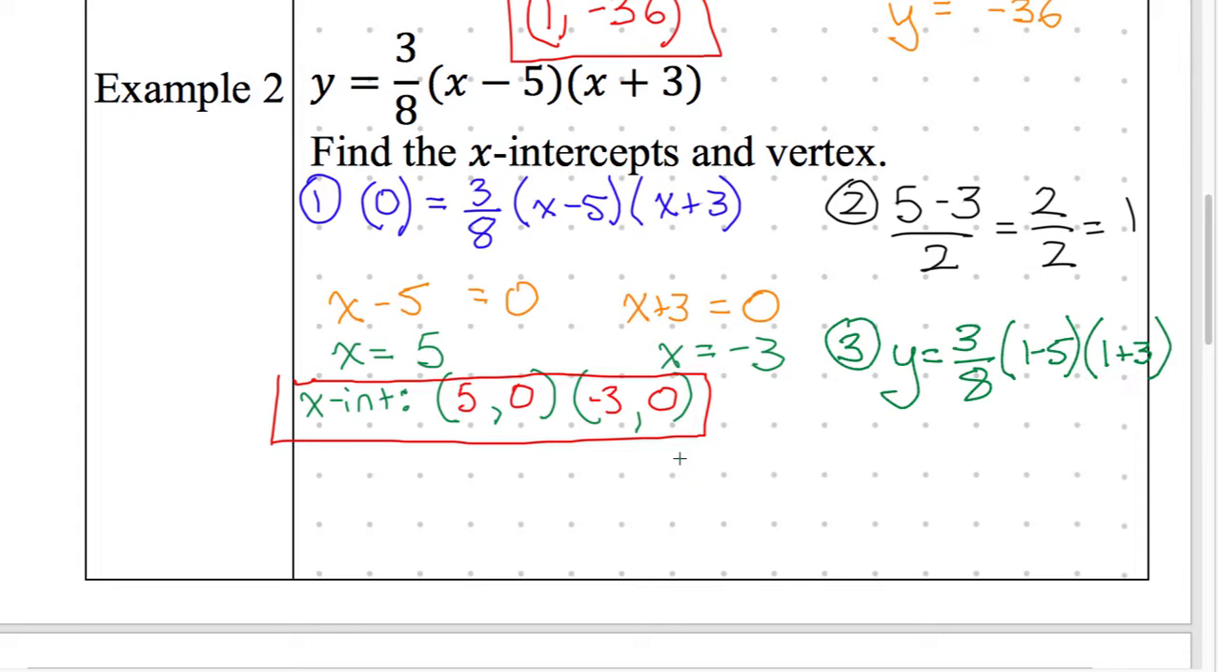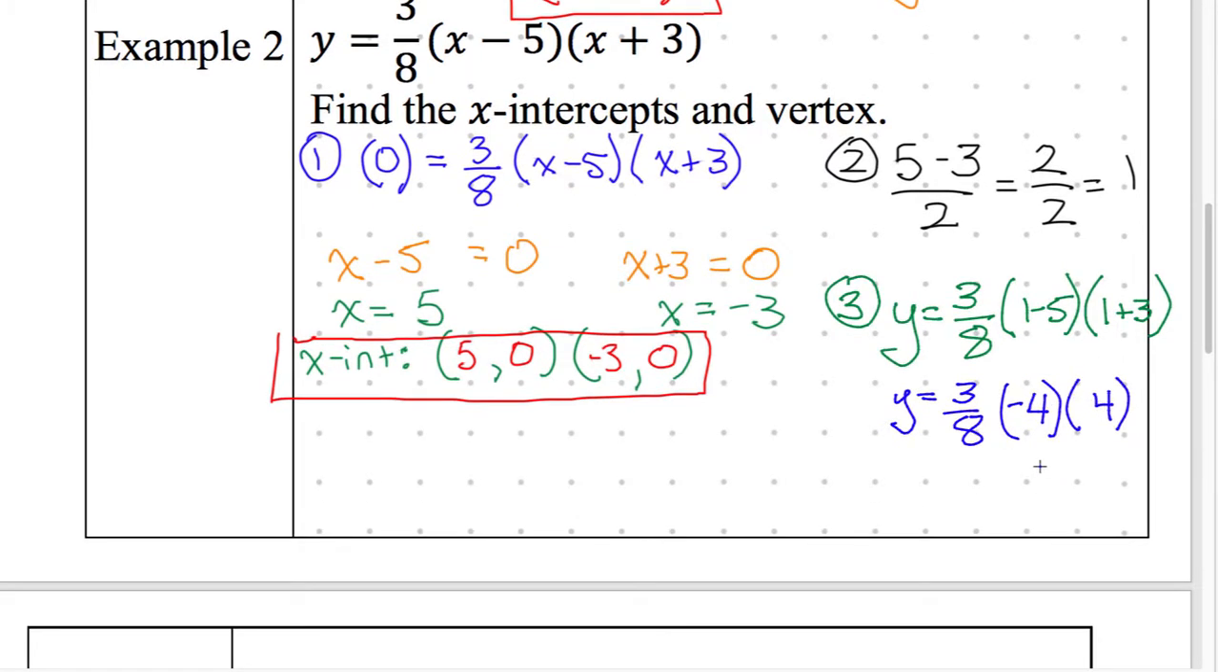Andres is our brave volunteer. All right, go for it, Andres. So it's going to be y equals 3/8, negative 4, plus 4, and then times 4. And then what is -4 times 4, Andres? Negative 16. There it is. -16 times 3/8. That's not an 8. There we go. Cool.